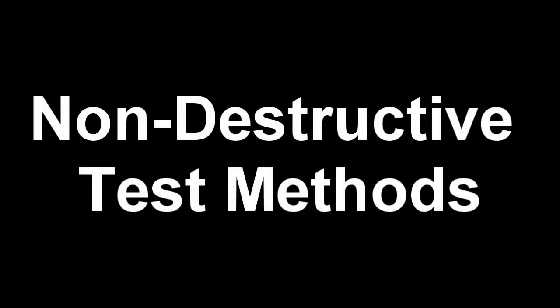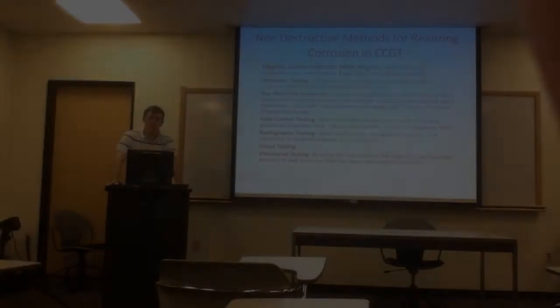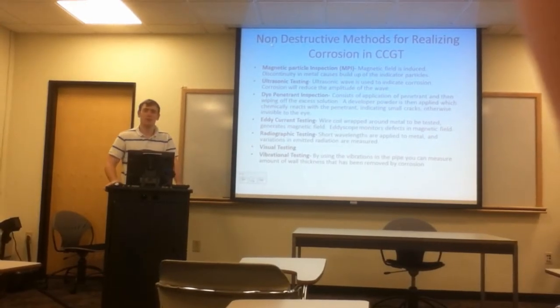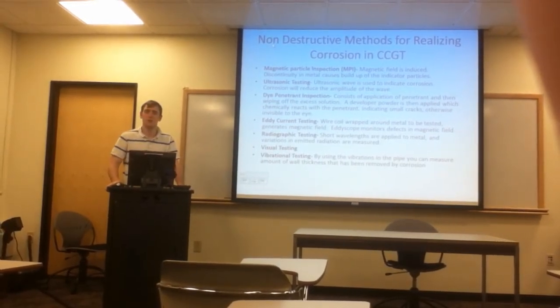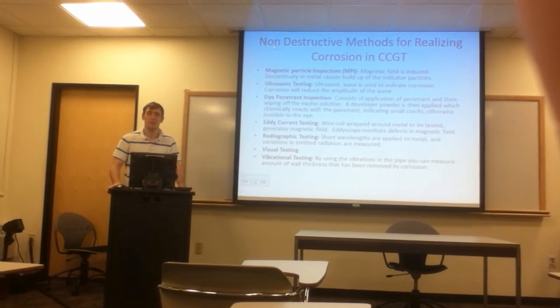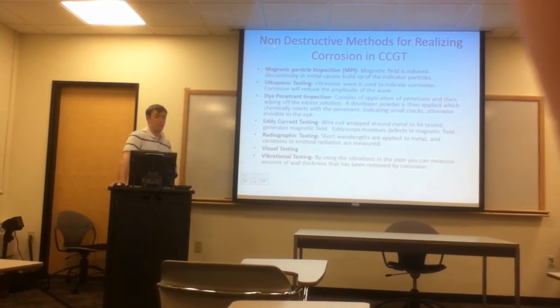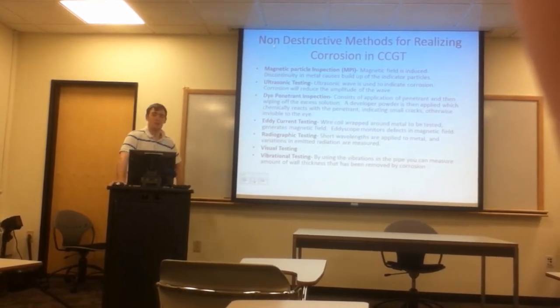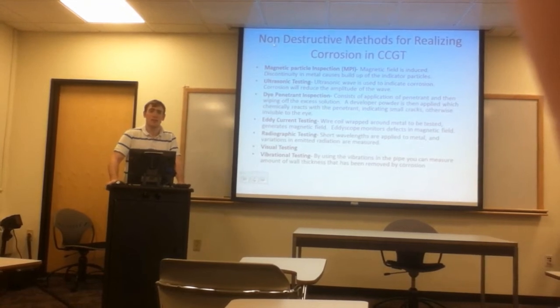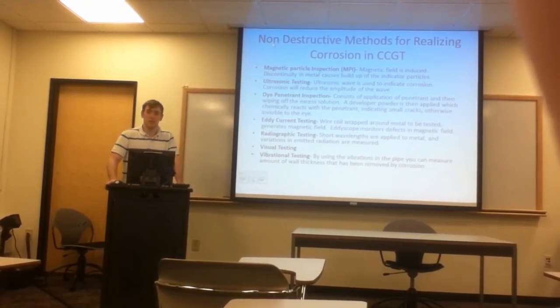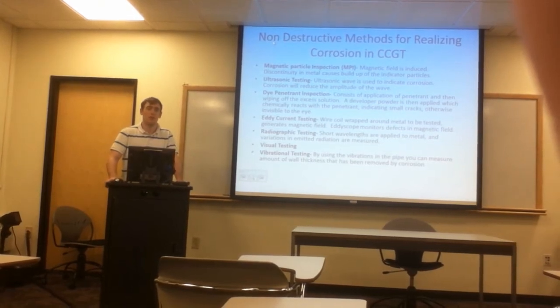Now you may ask, what are some non-destructive methods for determining the extent of corrosion in combined cycle gas power plants? Well, there are many. The first is magnetic particle inspection. This is when magnetic particles are applied to the surface of a part and then a magnetic field is induced. Flaws in the surface of the part will show up as a pooling of magnetic particles.